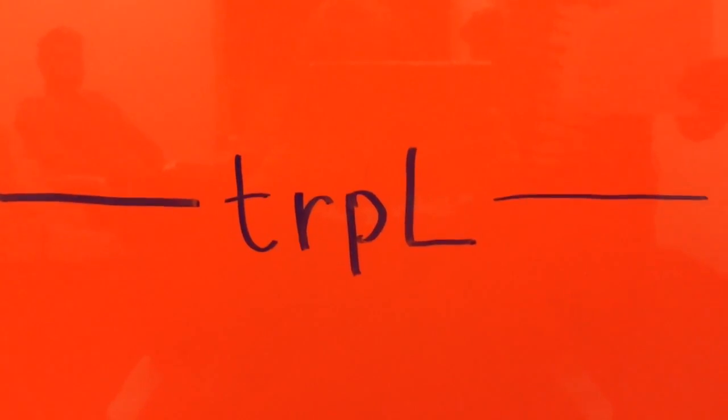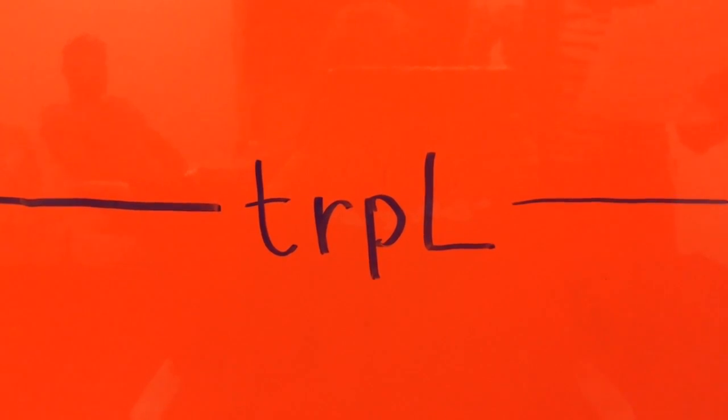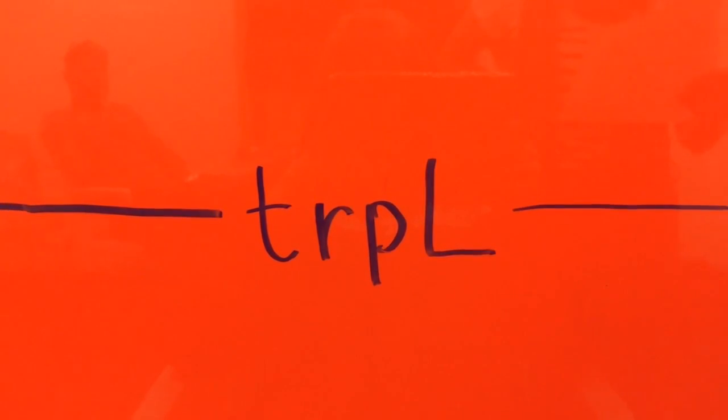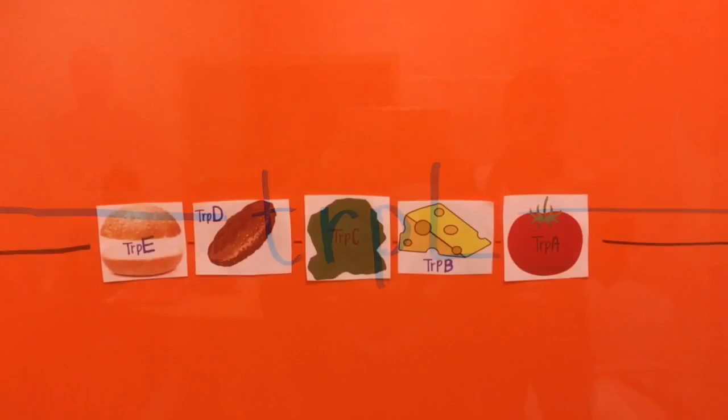TrpL is the leader region of mRNA that encodes for a leader peptide in the attenuator. The attenuator is a uracil-rich region that can interact with a 3 to 4 stem loop to terminate transcription before reaching the structural genes. We will revisit this idea later in the video.